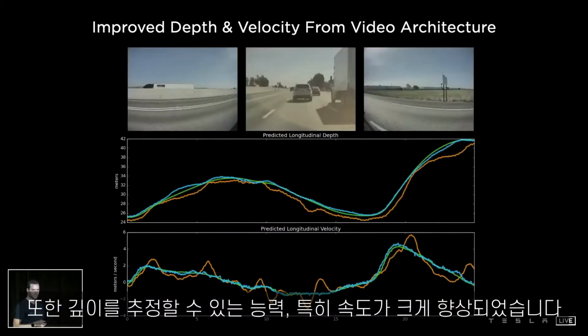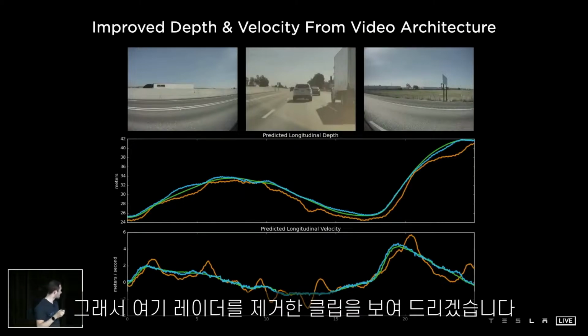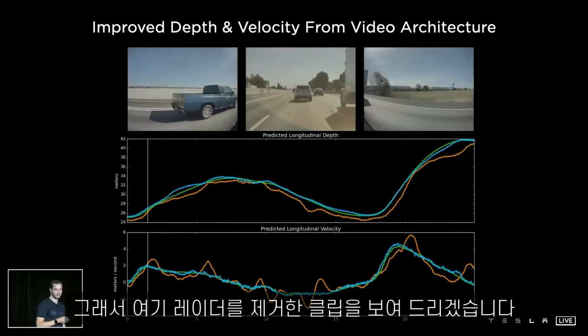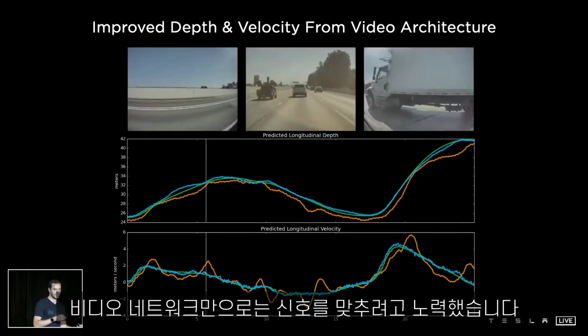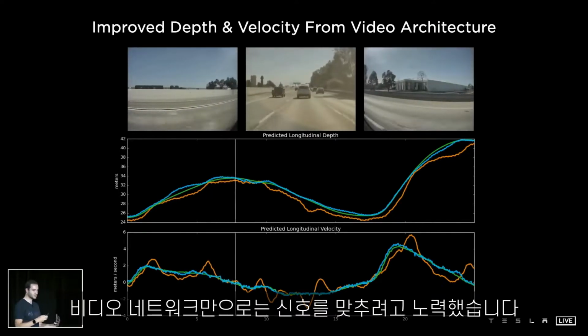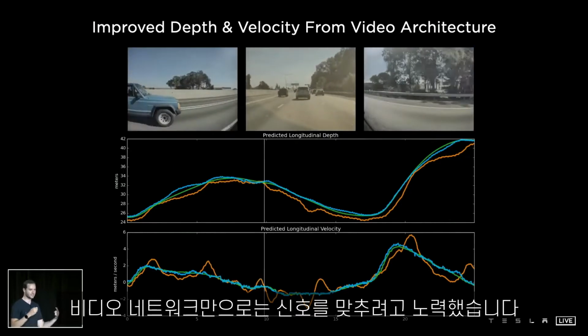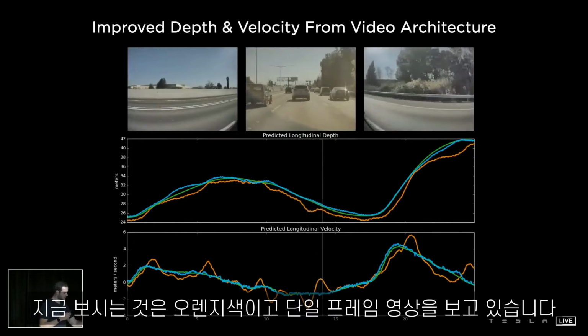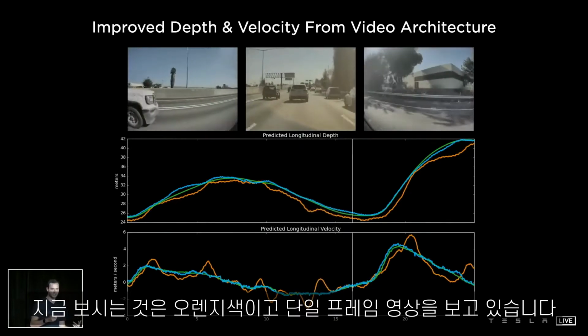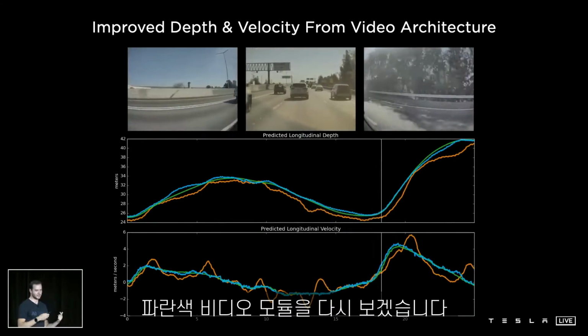We also saw significant improvements in our ability to estimate depth, and of course, especially velocity. So here I'm showing a clip from our remove the radar push, where we are seeing the radar depth and velocity in green. And we were trying to match or even surpass, of course, the signal just from video networks alone. And what you're seeing here is in orange, we are seeing a single frame performance. And in blue, we are seeing, again, video modules.